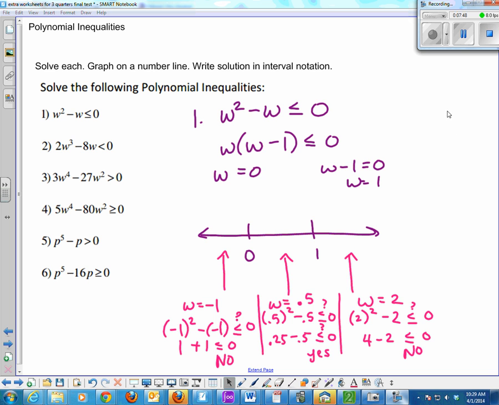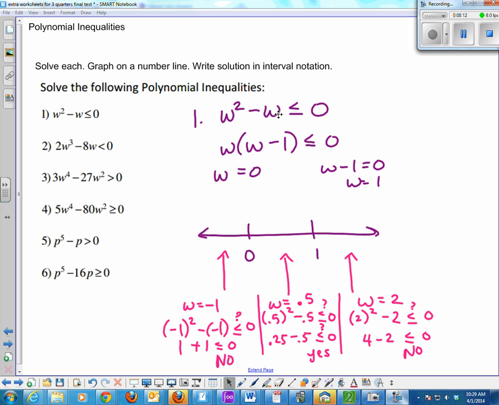On page 12, we're solving polynomial inequalities. That means greater than, less than. And it says to write the solution in interval notation. I've worked out number 1, or I will work out number 1 completely here in just a moment, but it's important that you use the number line to help you solve this. It isn't the answer, but it helps you get to the answer.